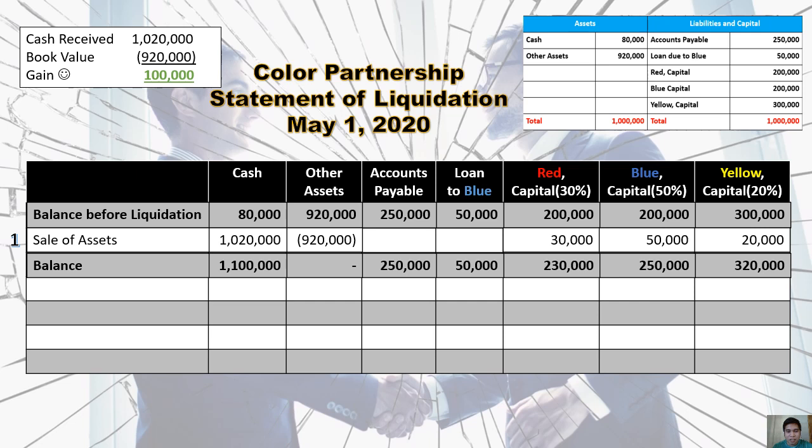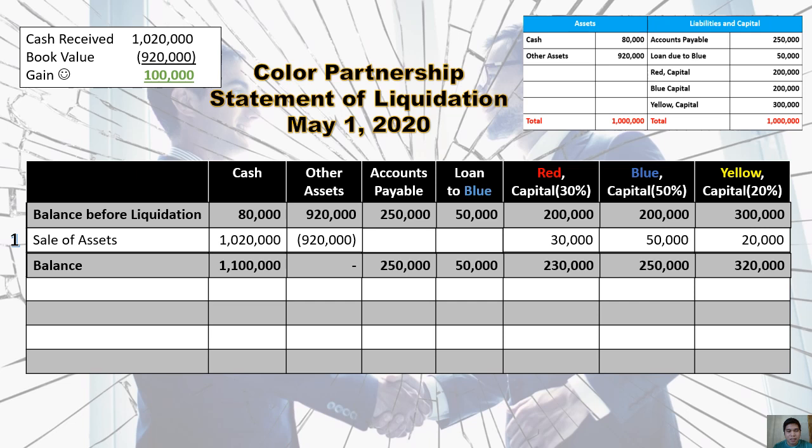So, ang balance natin sa cash now will be 1,100,000. Sa other assets, 0 na kasi nga naibenta na siya. Accounts payable, wala naman transaction, so 250,000 pa din. Loan to Blue, 50,000 pesos pa din. Kay Red Capital, mag-i-increase siya to 230,000 kasi nagkaroon tayo ng gain na 30,000 pesos. Kay Blue Capital, ganun din, nagiging 250,000 kasi nagka-gain ng 50,000. Kay Yellow, 320,000 kasi nagka-gain tayo ng 20,000 pesos. Since ang ating available cash is 1,100,000, tapos ang ating accounts payable is 250,000 pesos, enough yung ating cash para bayaran si accounts payable, so pwede na natin siyang bayaran right away.